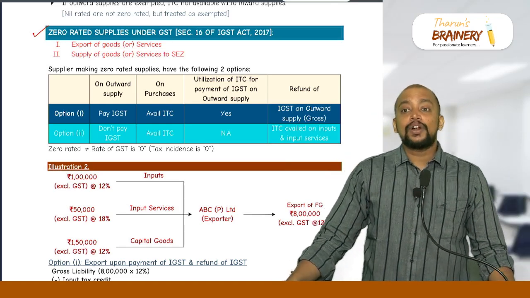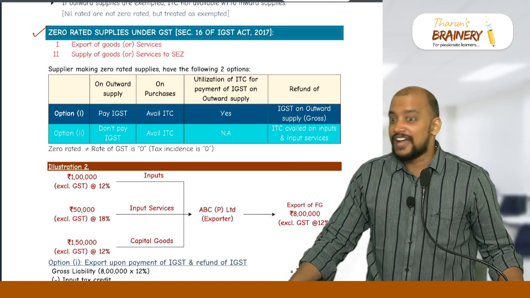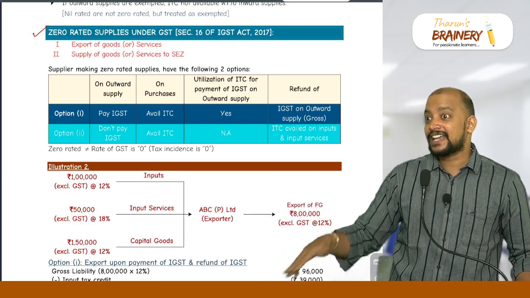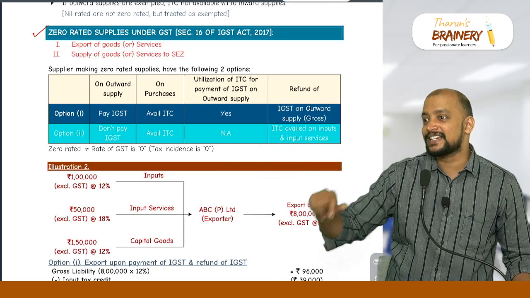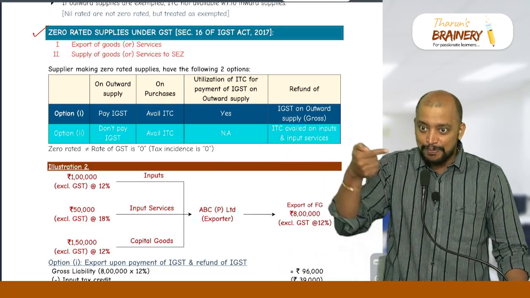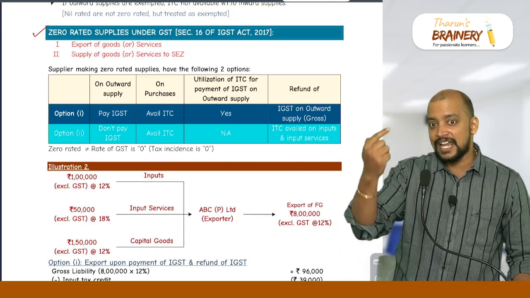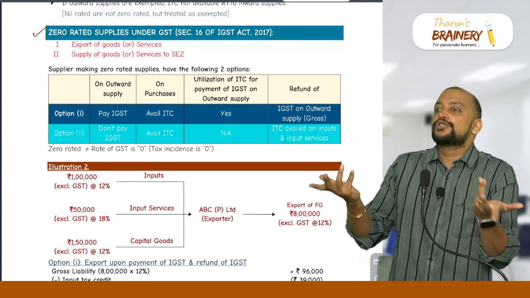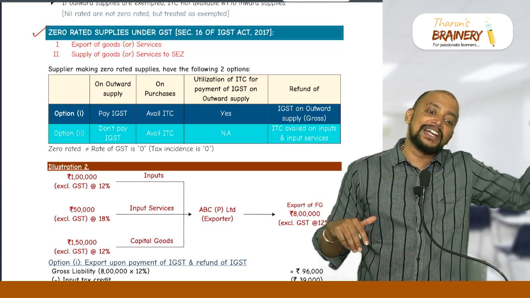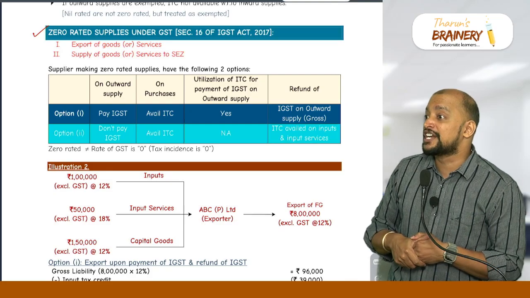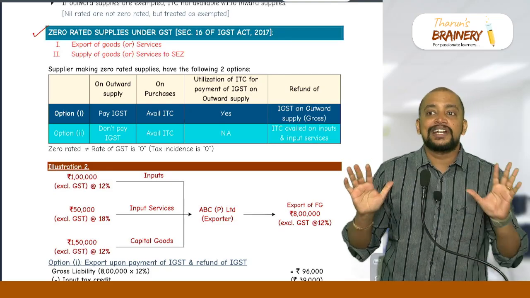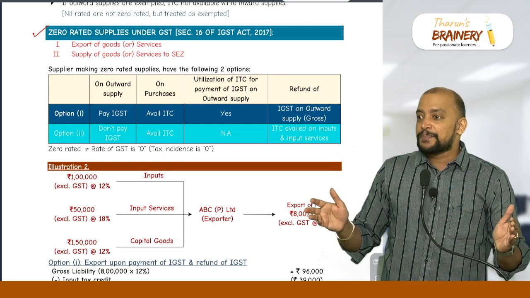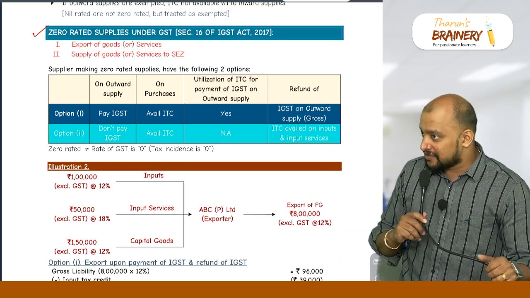Suppose I don't have credit on capital goods, I will go for option 2. Why? On outward supply, no need to pay anything. Cash outflow is eliminated. With a refund, there is the time value of money, because I have to pay and wait for the refund. So I will definitely go for option 2, because no need to pay anything. Whatever is already paid, I will get it as a refund. When? If I don't have credit on capital goods. If I have credit on capital goods, I will definitely go for option 1. That's why we have 2 options given here.